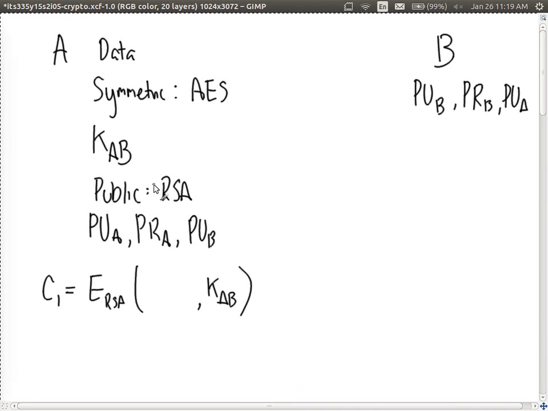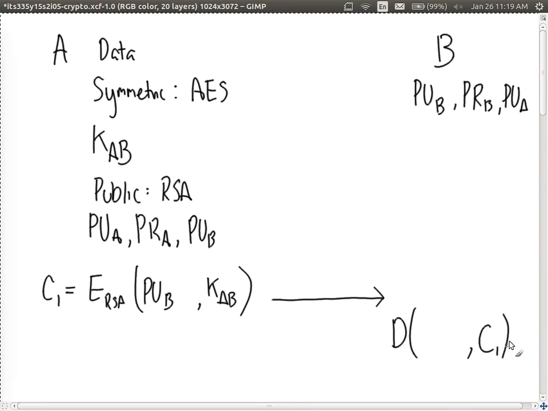Using the public key of B, we encrypt KAB, the secret value that we chose. We send it. That is, we send the ciphertext to B, and B tries to decrypt. Decrypt the ciphertext C1. What do they try to use as the key? If they think it came from A, what do they use as the key here? It was encrypted with PUB. They are B, they use PRB.